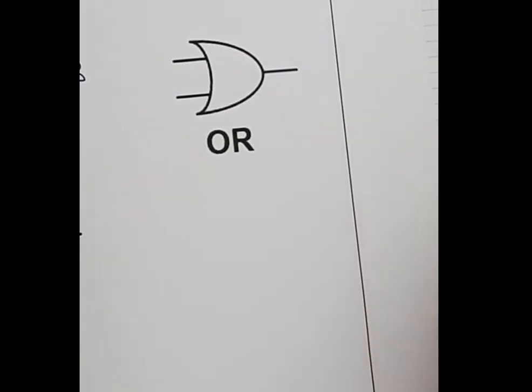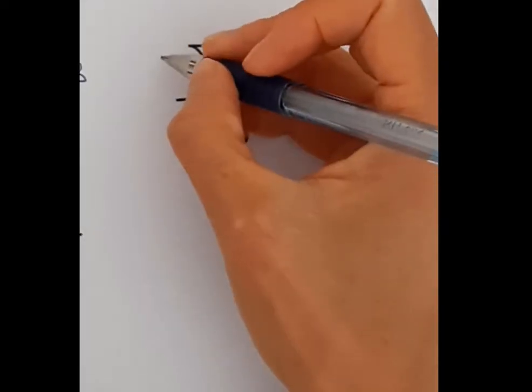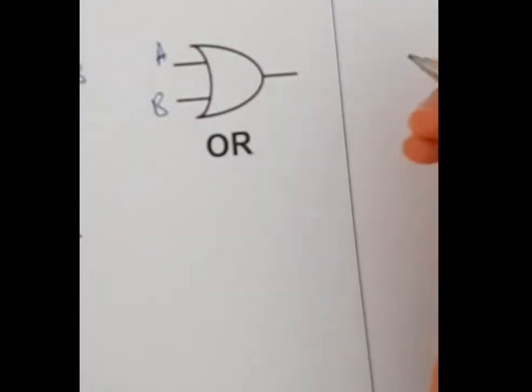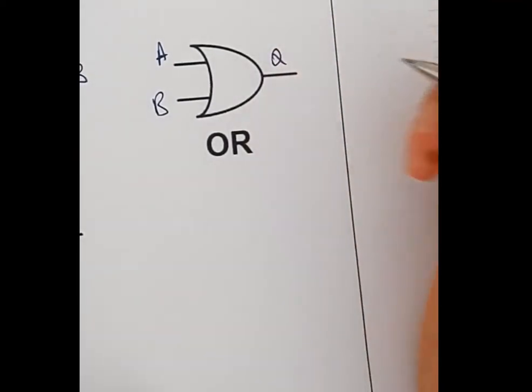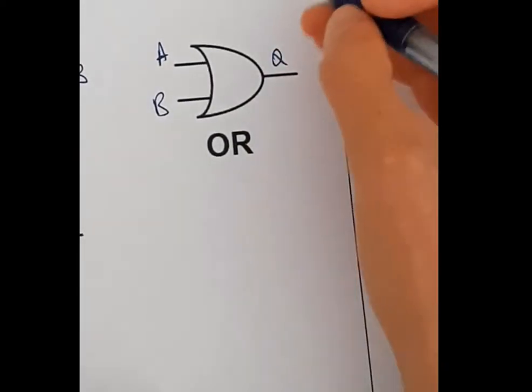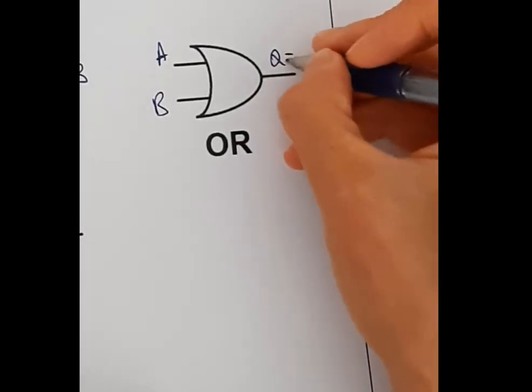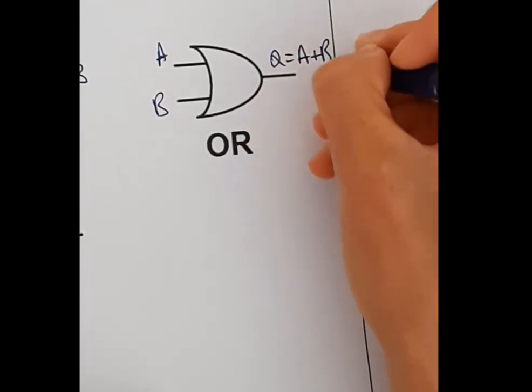And here's my OR gate. I think the name will give it away. So it's again got two inputs, A and B. Its output is Q. The symbol for an OR combination is A plus B.